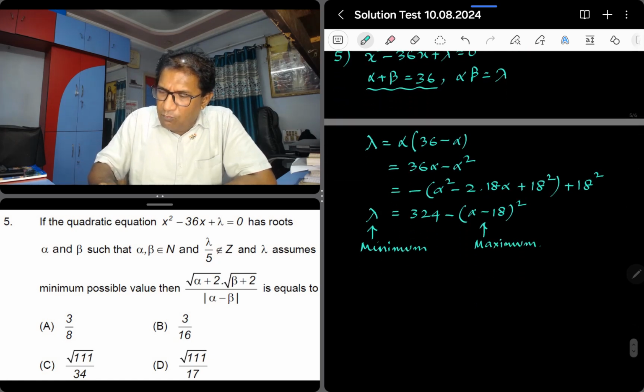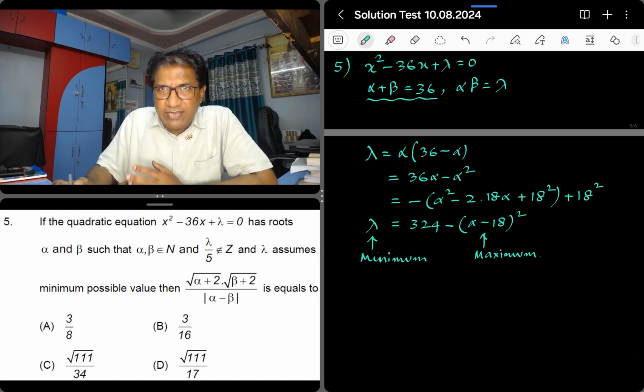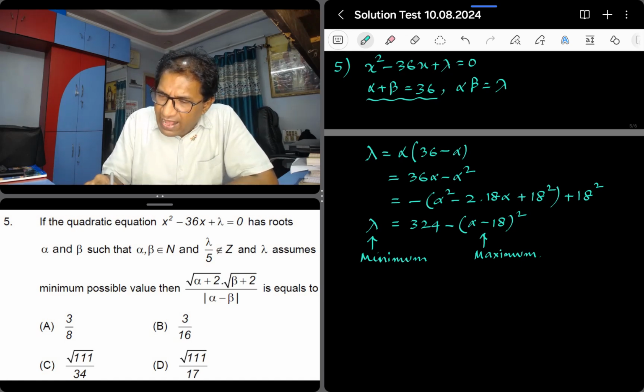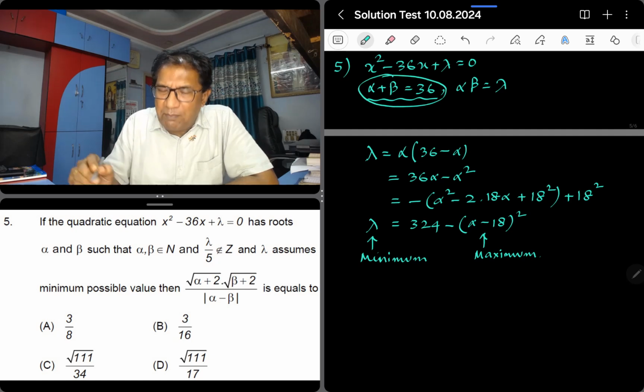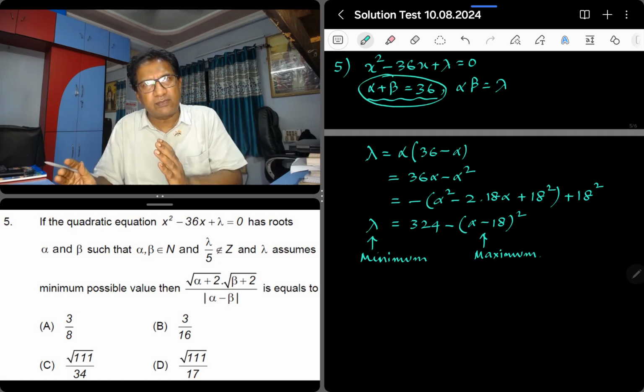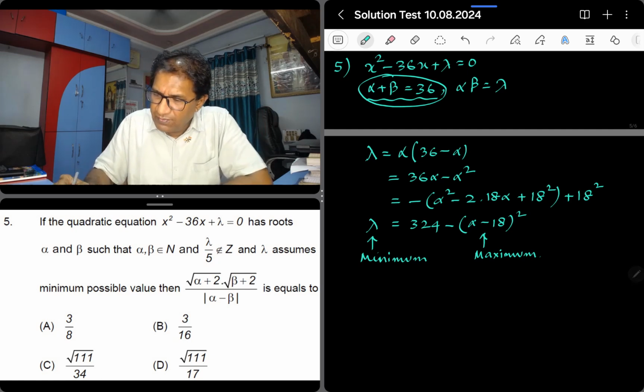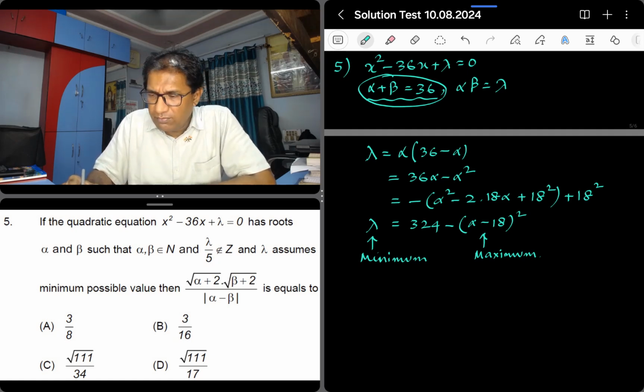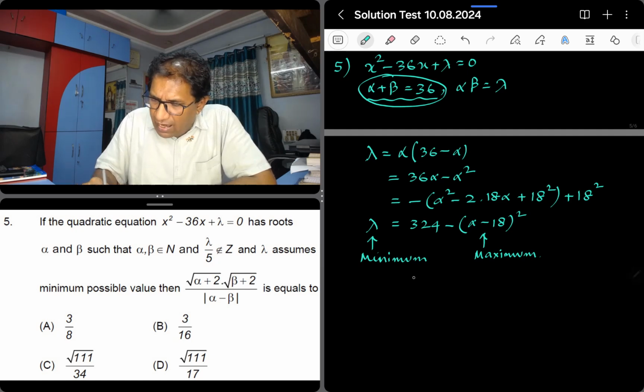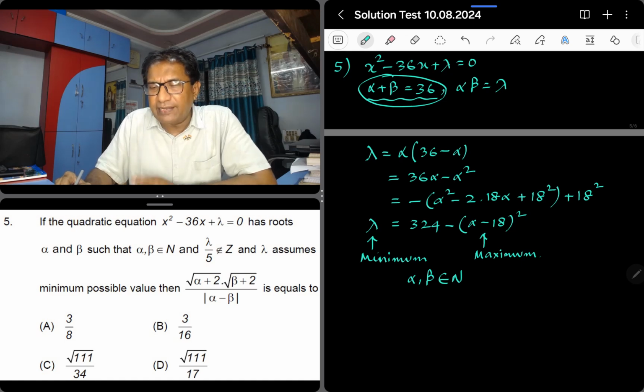Okay. Now, when will it take the maximum value? It will take the maximum value as we are having alpha plus beta is 36. So, the maximum value that alpha can take is 36. It cannot exceed 36. Now, if I take alpha as 36, then beta comes to 0. And as they have said that alpha and beta belong to natural numbers, therefore, your beta cannot take the value 0, right? So, to make it maximum, we cannot take alpha as 36.